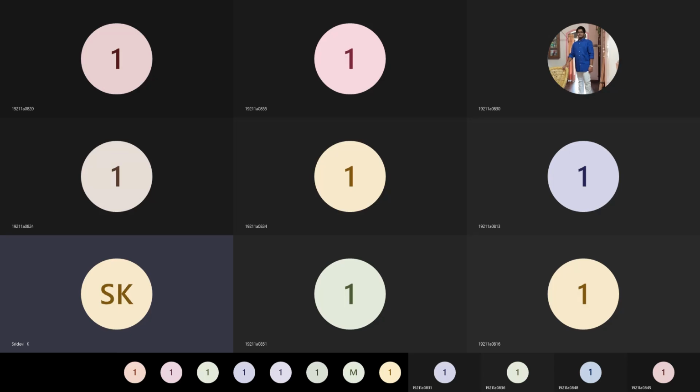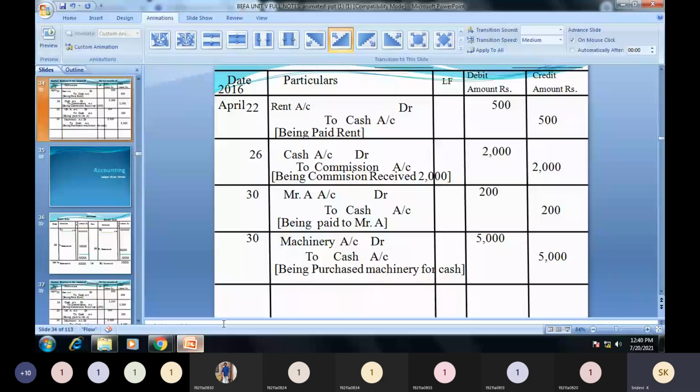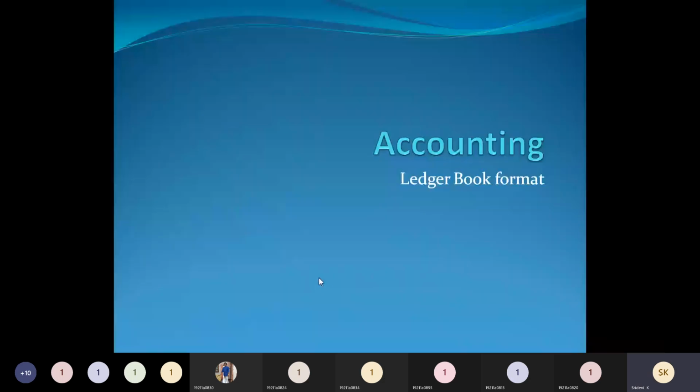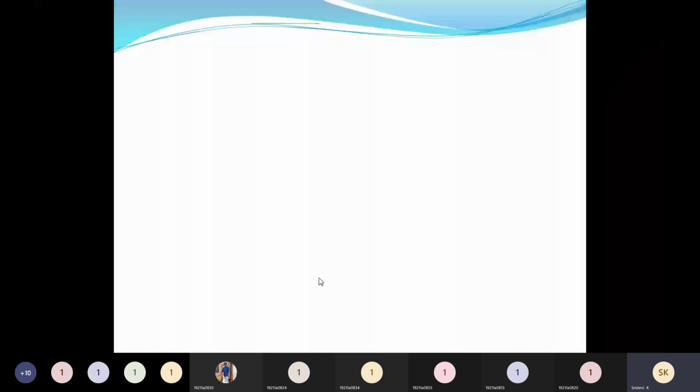We are going to post it to the ledger accounts. So before which, let us see the format of ledger format. Let us see the ledger format, how this will look like. So this is also called as a T-shaped format, T format, because this will be divided into two parts.